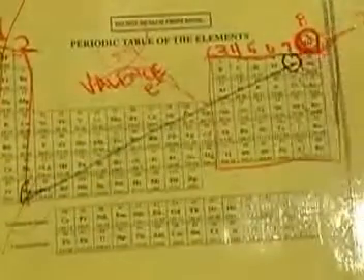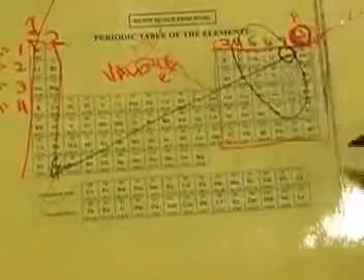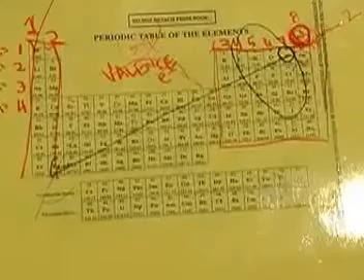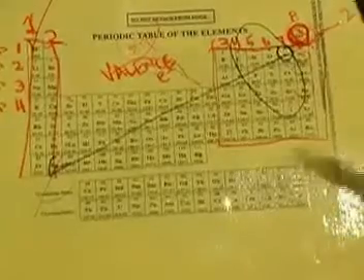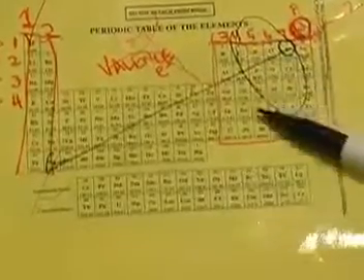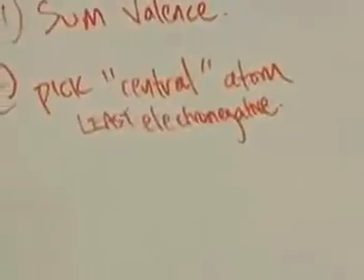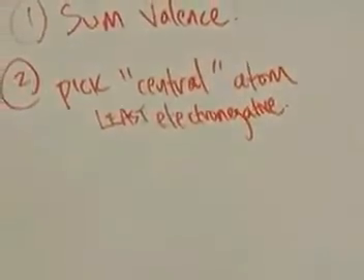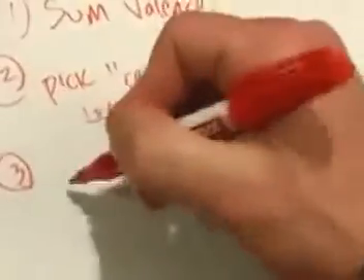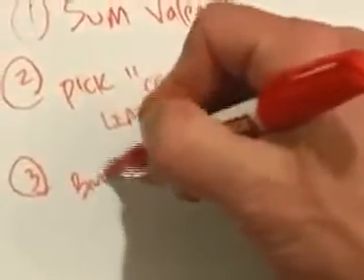And since in Lewis electron dot structures we're dealing mostly with nonmetals, we'll mostly be talking about the electronegativity of these guys right around here. And of course the least electronegative ones would be the furthest away from fluorine if possible. Okay, so pick the central atom, usually the least electronegative. Then number 3, bond everything else around it.